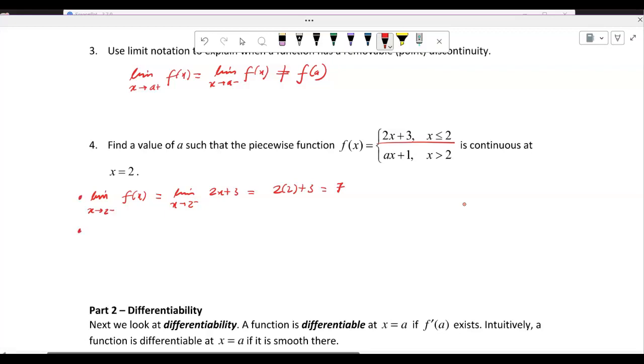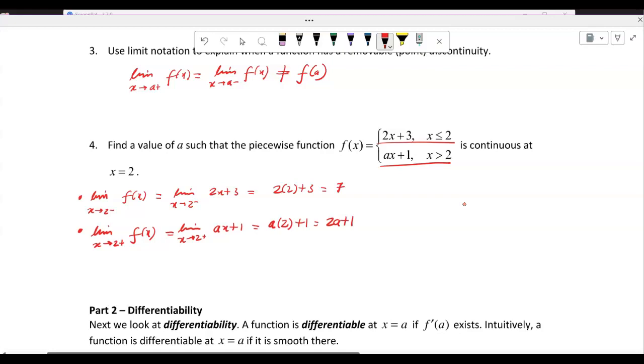Okay. Now I'll do my right hand limit. Limit as x tends to 2 plus. Right hand limit means greater than 2. So it is ax plus 1. Limit as x tends to 2 plus of ax plus 1. So that would be what? a into 2 plus 1, limit by substitution, 2a plus 1.